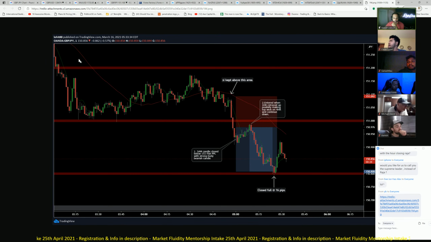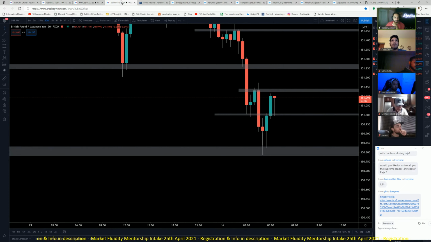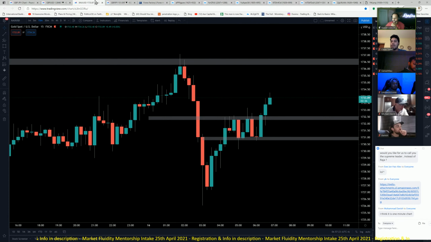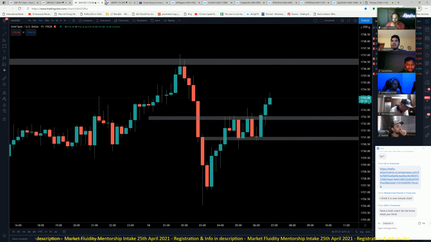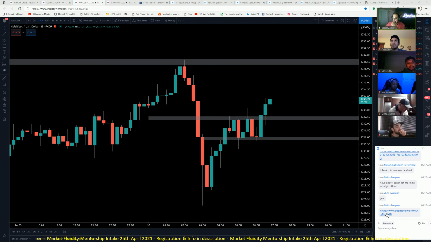Pound yen 1 hour chart. 5 a.m. candle closed. Entered when the 1 hour retraced, possibly making a top wick. Continued down, closed full 16 pips. Beautiful. Broke below support here as well. Are you in buys? No, I am in no trades at all. I'm in 0 trades.